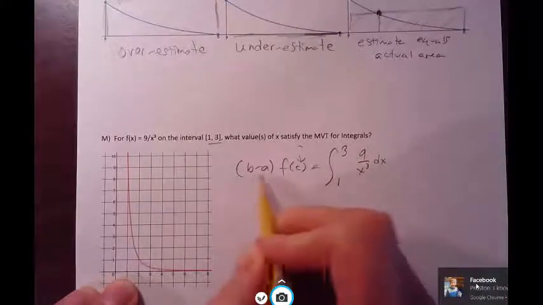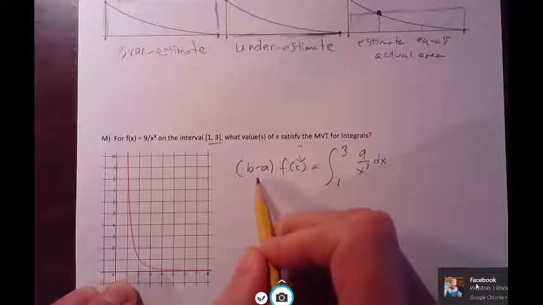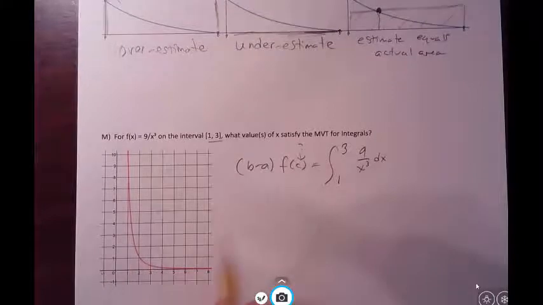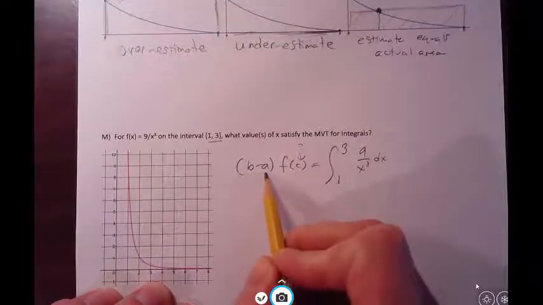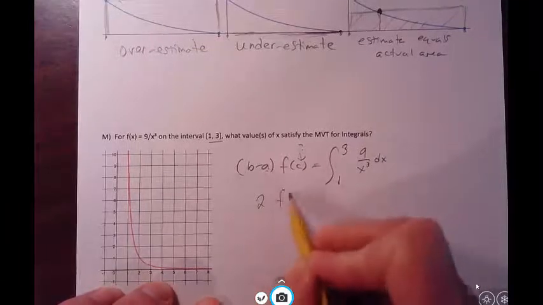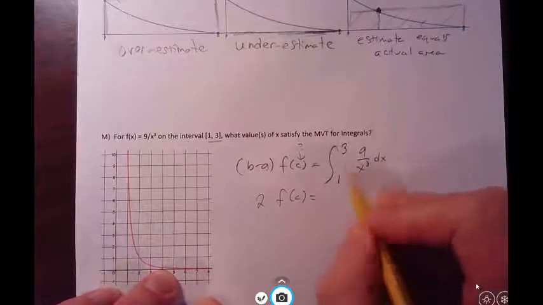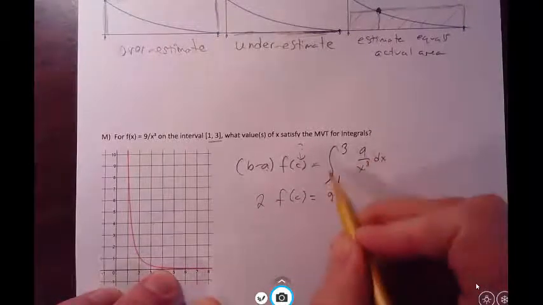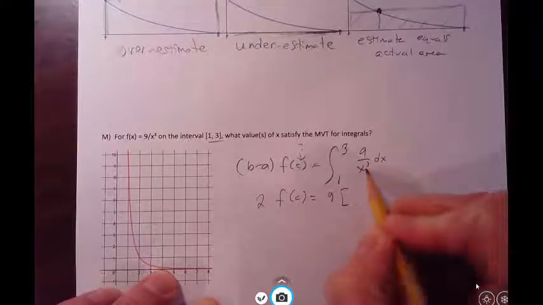And I guess I could even plug in, okay. This is important stuff. B minus a I could plug in is 3 minus 1, that's going to be 2. So 2 times f of c is going to equal, when we integrate this thing, I'm going to pull the 9 out as a constant, and then I'm going to integrate x to the negative third.